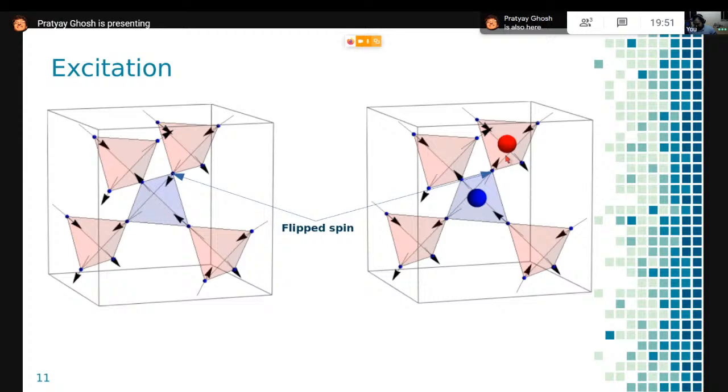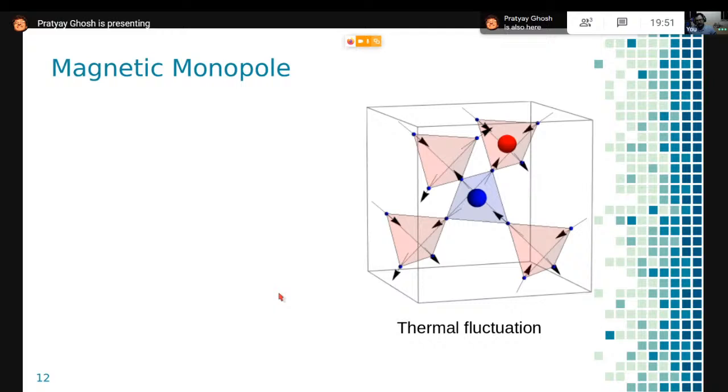So once I flip the spin, now, the first question would be, how can you flip this spin? What causes this spin to flip? I would say the best thing you can do is to use a thermal fluctuation. So you heat up your system a little bit, and when you do that, one of the spins will absorb that energy and it will flip. And once you flip it, now you try to calculate the total spin in these two tetrahedra.